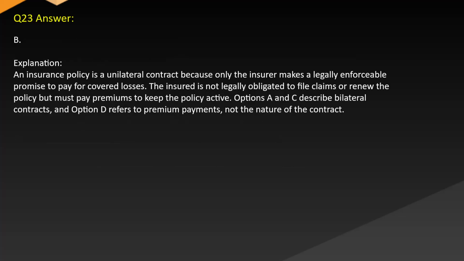Answer: B. Explanation: An insurance policy is a unilateral contract because only the insurer makes a legally enforceable promise to pay for covered losses. The insured is not legally obligated to file claims or renew the policy but must pay premiums to keep the policy active. Options A and C describe bilateral contracts, and option D refers to premium payments, not the nature of the contract.